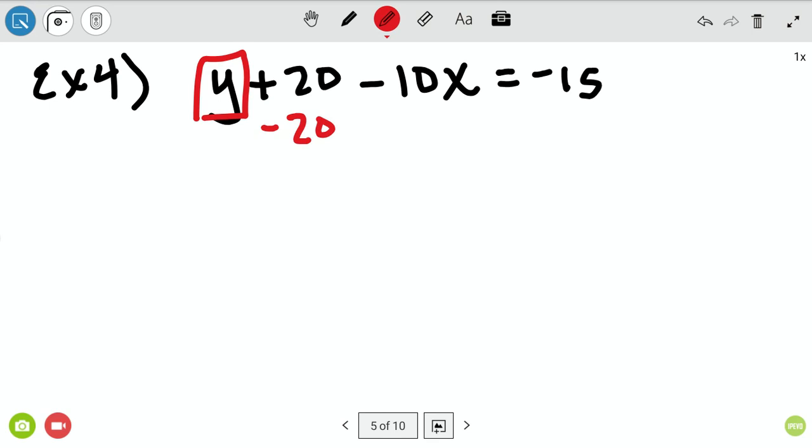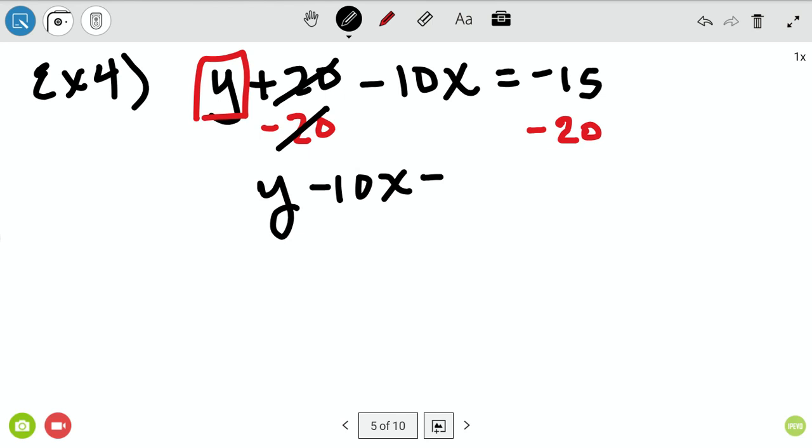Now, notice on my right side, negative 15 is a whole number, and I'm moving negative 20 over, and that's also a whole number. So I'm going to write it right underneath it because I'm going to combine those two, right? They're both whole numbers. So my plus 20 and my minus 20 over here go away, and I'm left with y minus 10x equals, I haven't done anything with that 10x yet, negative 15, even further negative 20 goes negative 35.